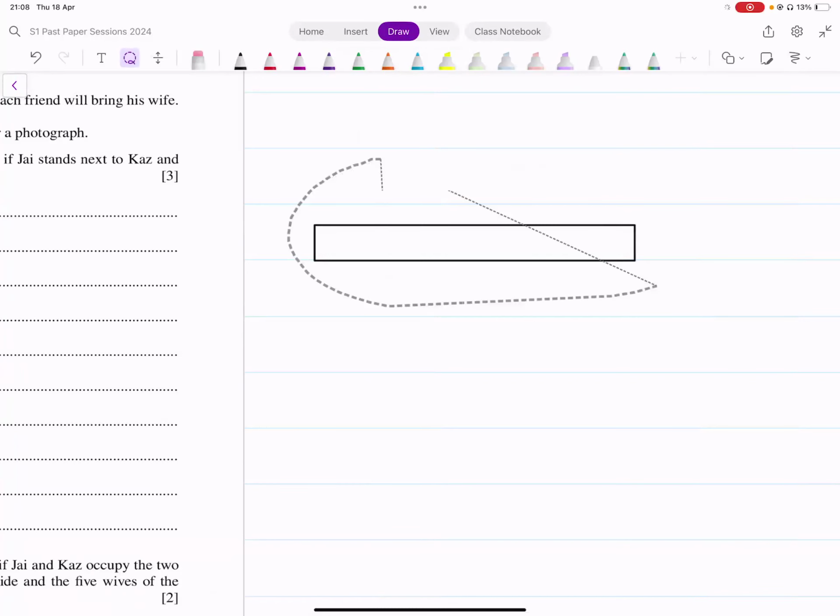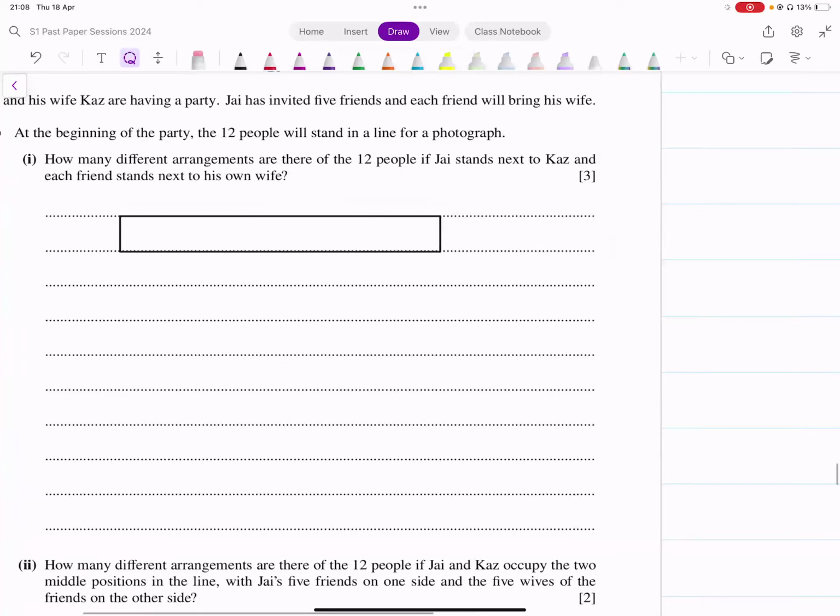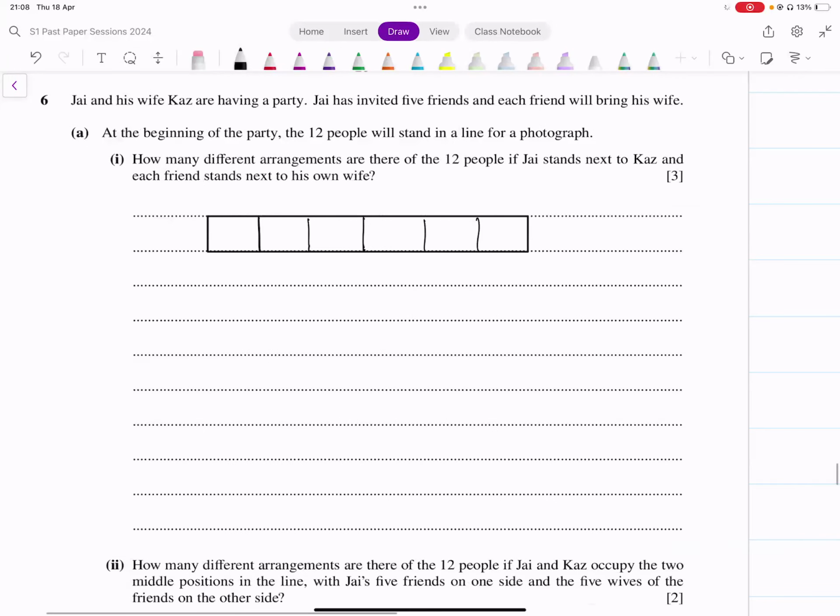What we can do is we can merge each pair of 2 boxes to get 6 boxes in total. So in each box, we would have a couple. Right? So we have 6 boxes in total. In each box, we have a couple. In how many ways can we arrange these 6 boxes? 6 factorial ways. In each box, there's a couple. For example, in the first one, you have J and his wife K. They can switch places with each other as well.